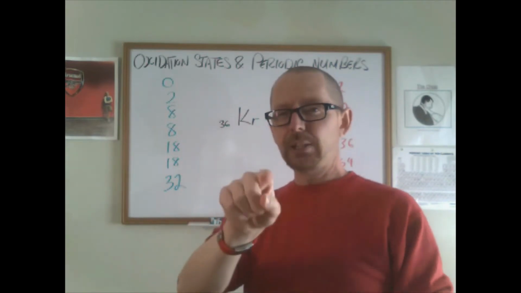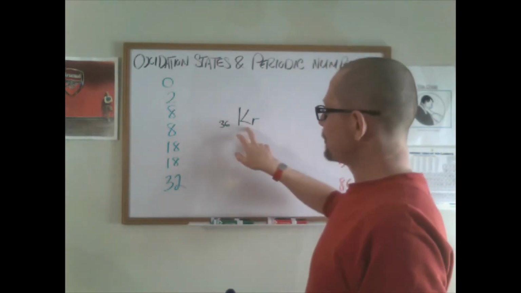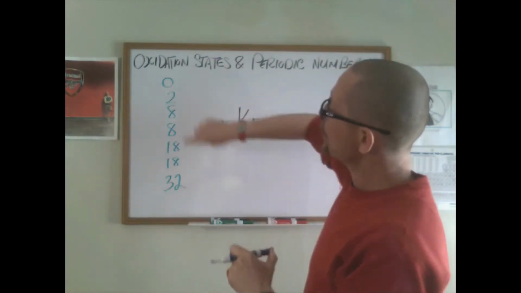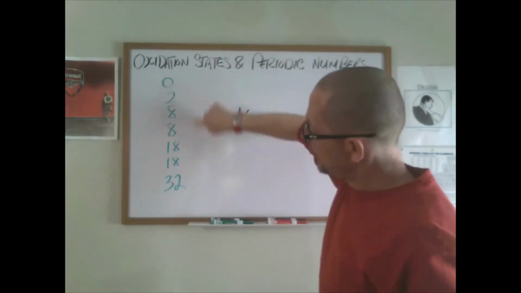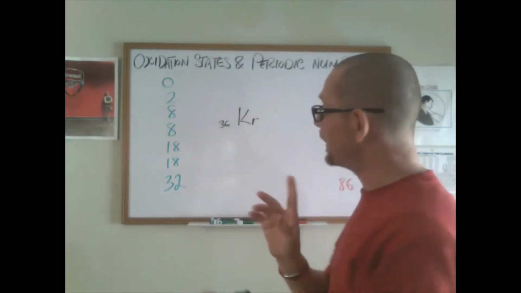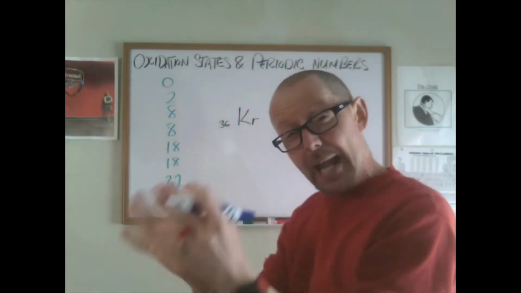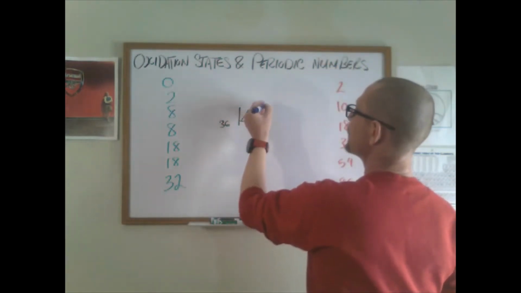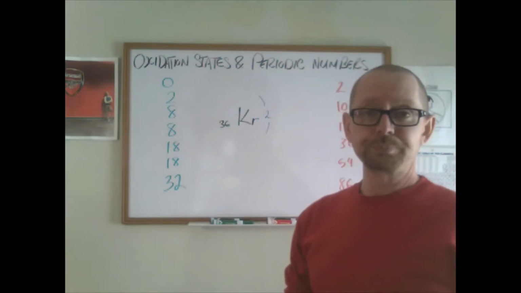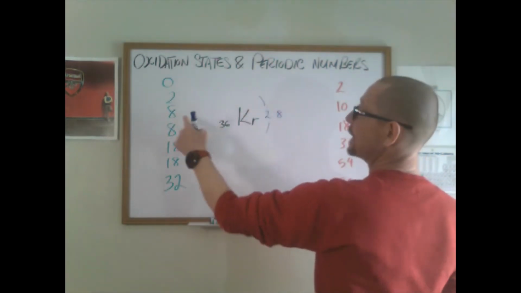But let's just take a look at this one. So krypton has got 36 electrons, and we're going to fill up these layers using these difference numbers. So in the first layer of any atom, the first energy layer, you can only fit 2 electrons. So there's 2 in that first layer, then there's 8 in the next layer.